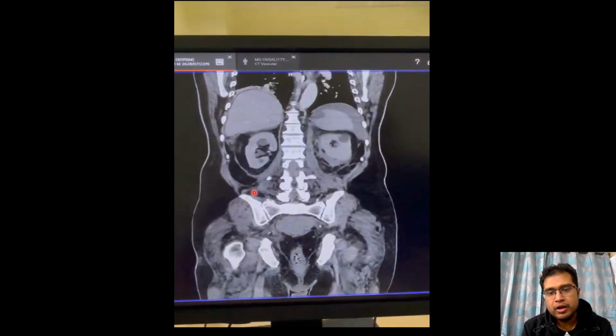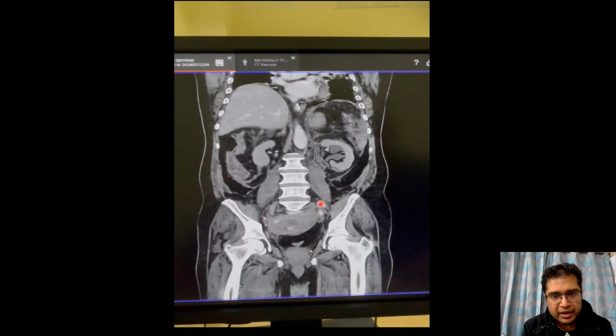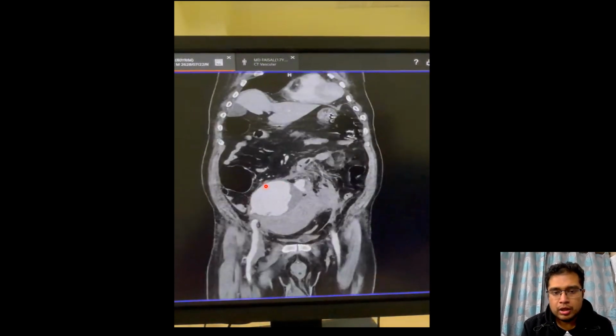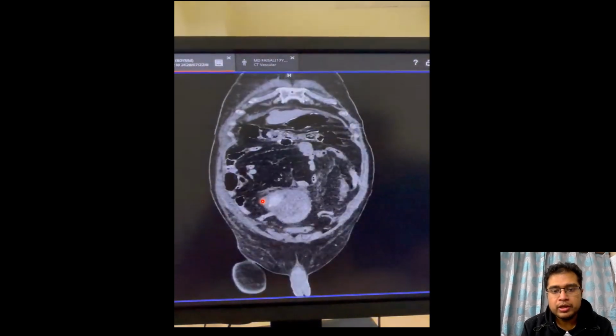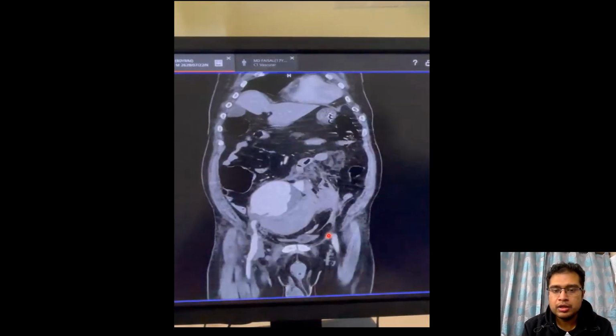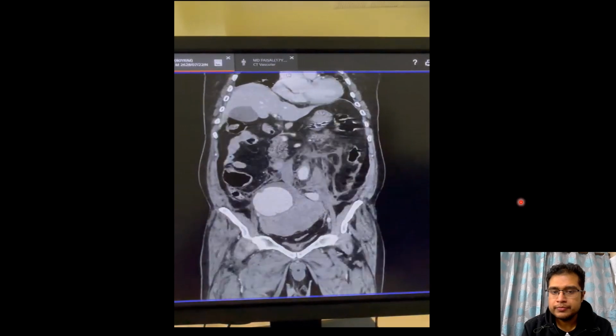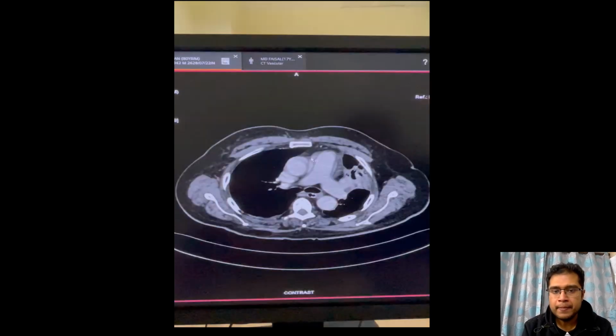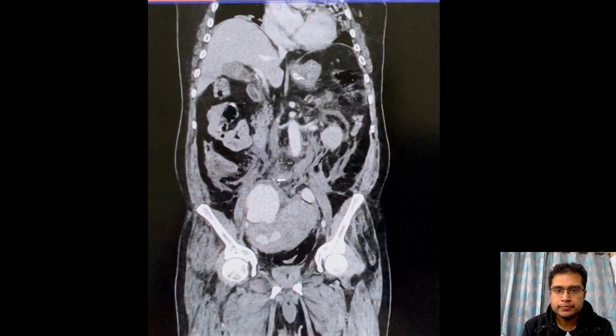Extensive para-aortic fat stranding, perinephric fat stranding, contrast extravasation, outpouching from the right common iliac artery. So this picture shows contrast extravasation along with the outpouching and para-aortic fat stranding.